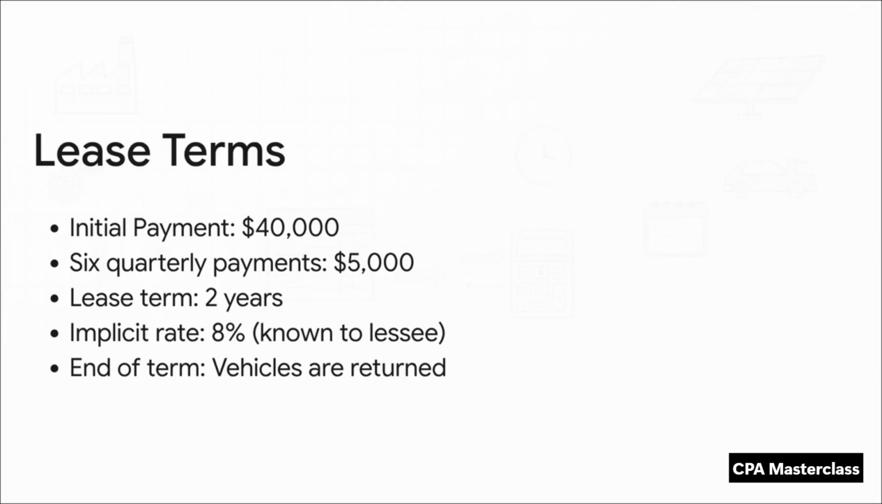Okay, so here are the nitty-gritty details of the deal. The company has to pay $40,000 right up front. Then they've got 6 more payments of $5,000 each, and they'll pay those every quarter. The whole lease lasts for 2 years. Now, baked into this deal is an 8% annual interest rate. We call that the implicit rate. And at the very end, they just hand the keys back. These numbers right here, these are all the ingredients we're going to need.